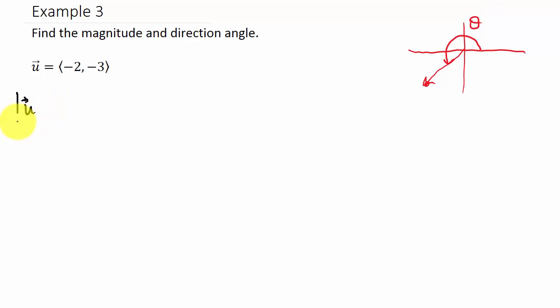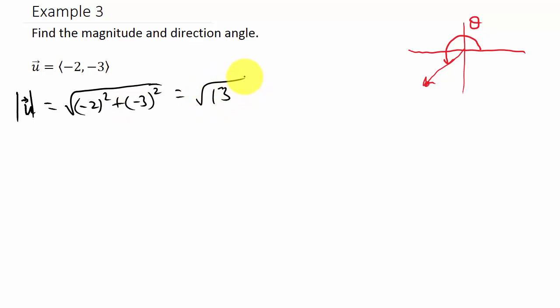Okay, so let's go ahead and find the magnitude. So the magnitude is equal to the square root of -2 squared plus -3 squared. So that will be 4 plus 9. So that's the square root of 13. There's my magnitude.